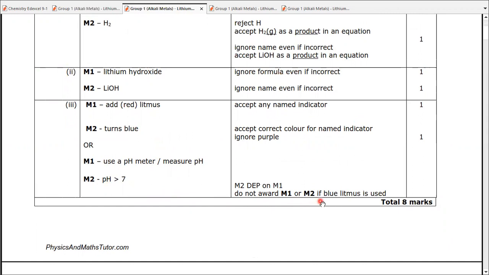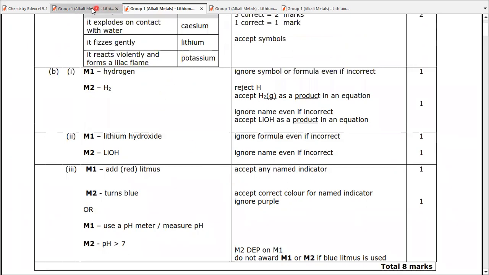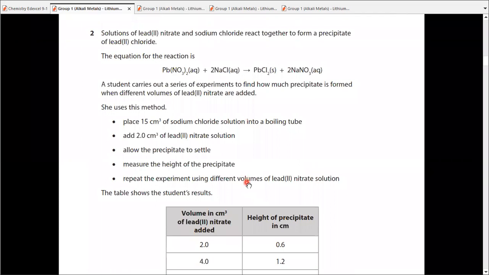All right. Okay, good. And by the way, for acceptance, you can use any named indicator and you can use the correct color. So remember, you can't use a blue litmus paper because there will be no difference in that paper.